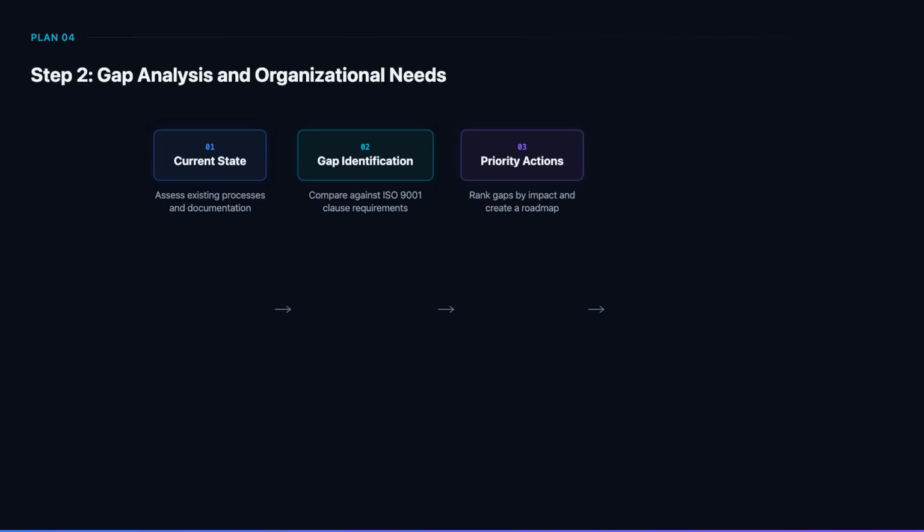Prioritize the identified gaps by their impact on quality and compliance. Create a clear roadmap that focuses resources on the most pressing areas first, whether that involves updating processes, improving documentation, or strengthening communication. Involve key departments such as operations, HR, finance, and customer service. When all stakeholders are aligned and understand their role in the QMS, the transition to ISO 9001 becomes smoother and more effective.